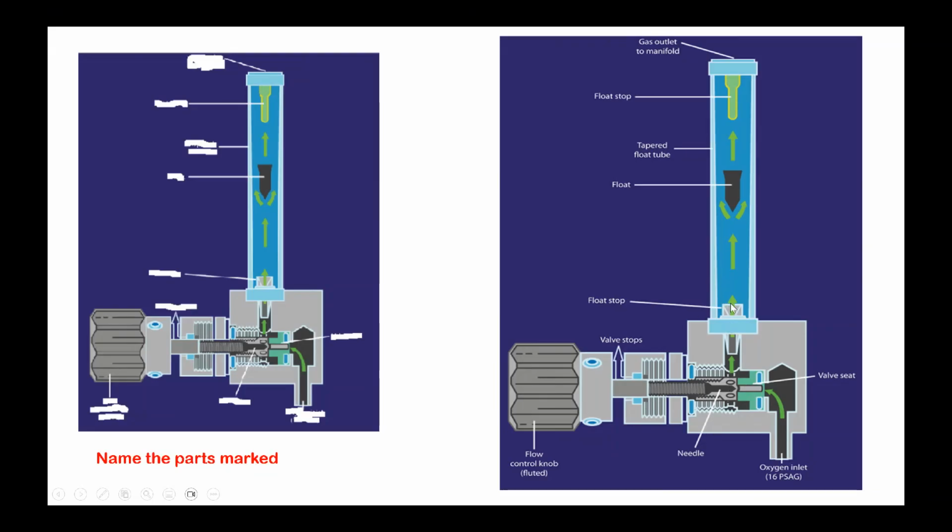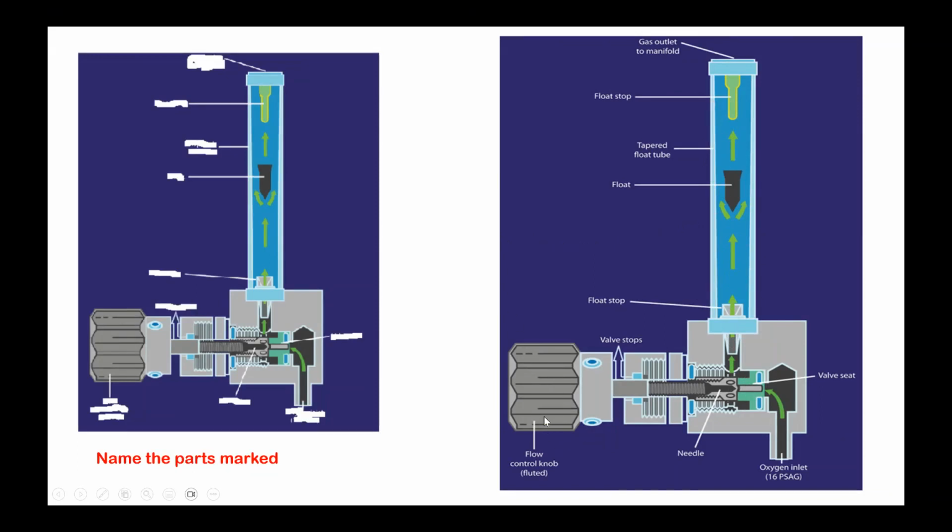And there are two stops here. One is called the lower float stop, another one is the upper float stop to prevent the bobbin dropping down below this or going up above that. Okay, and this is the bobbin or the float, and this is the tapered tube, inside tube, which is expanding slowly from below to upward. Okay, so that is the construction of the flow meter tube.